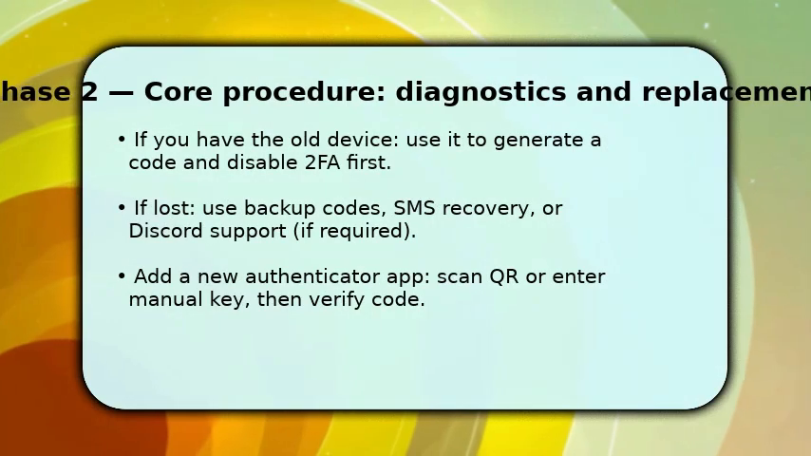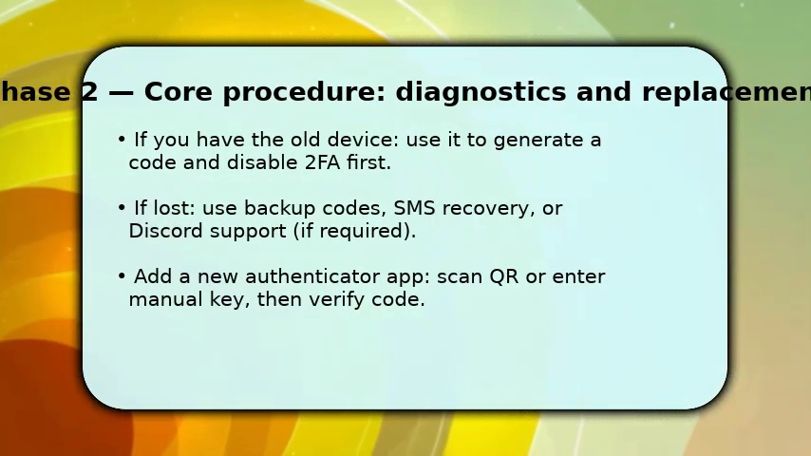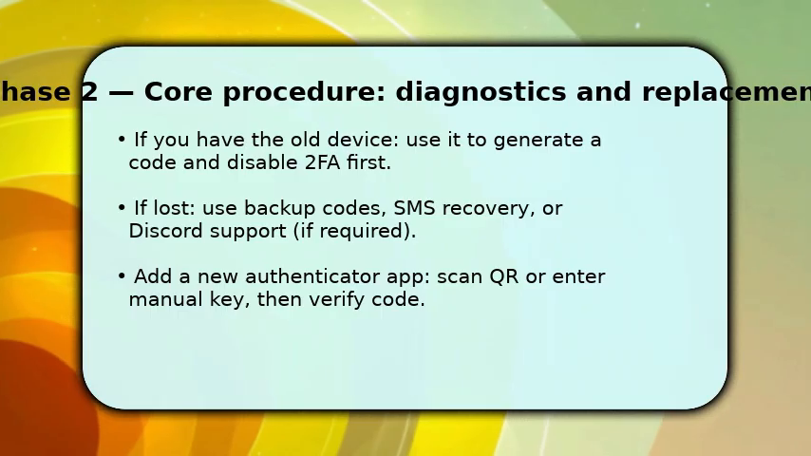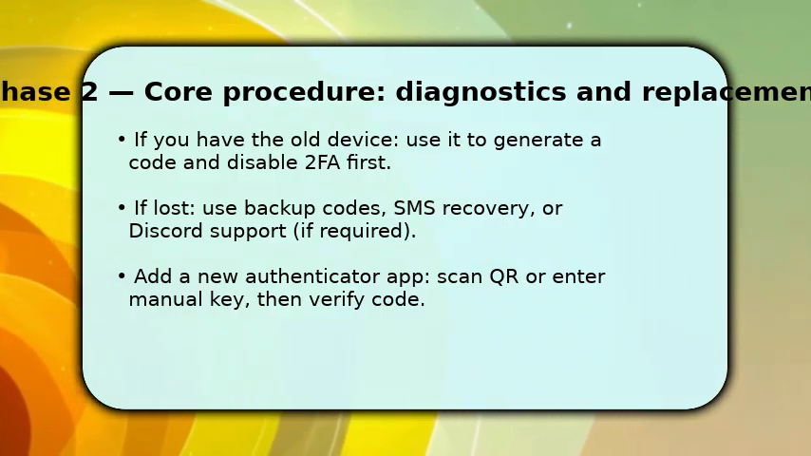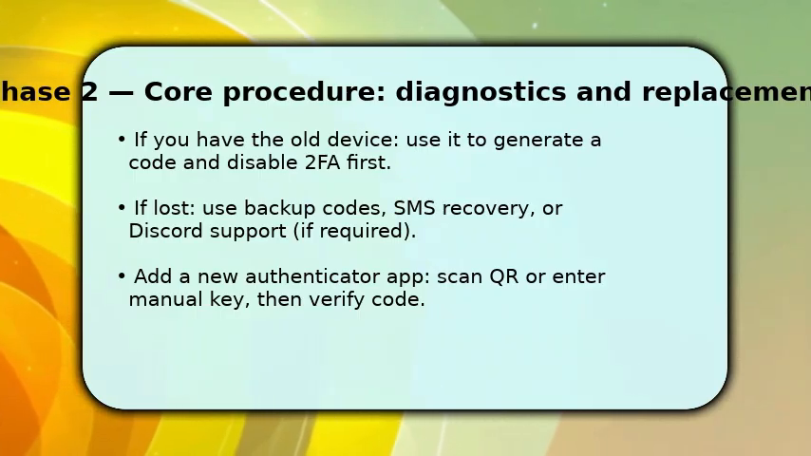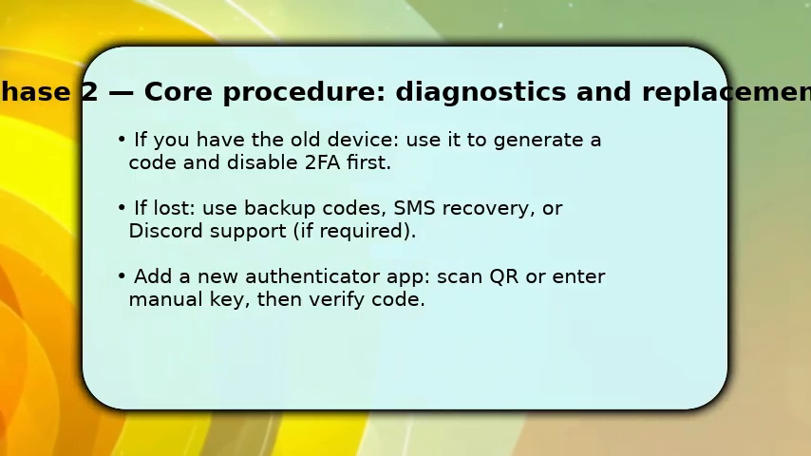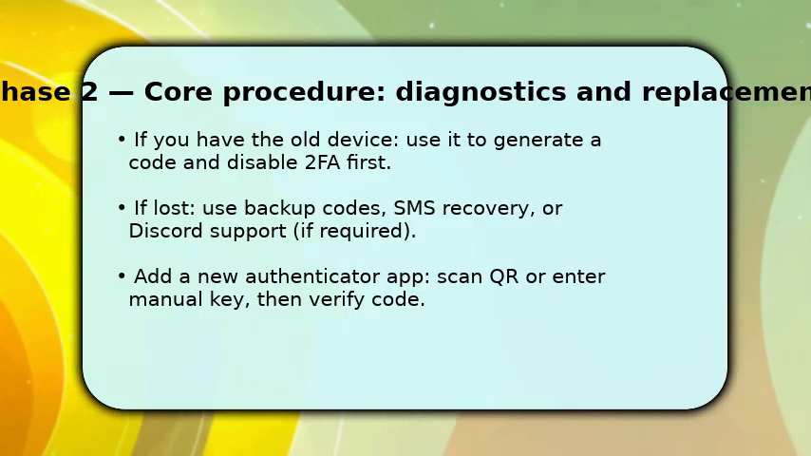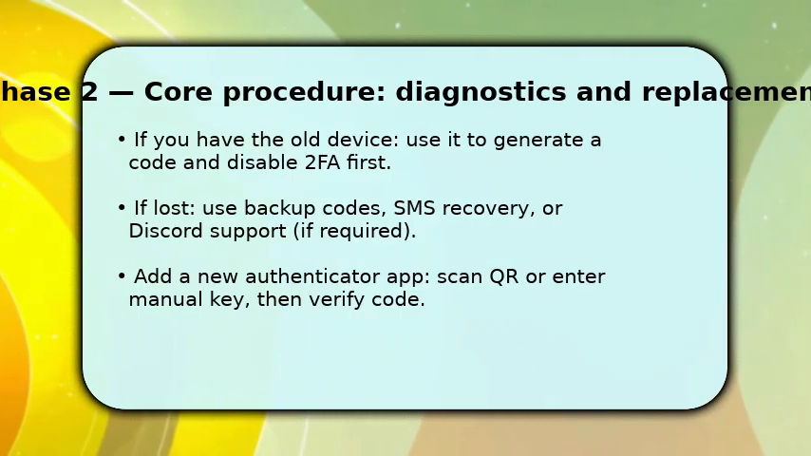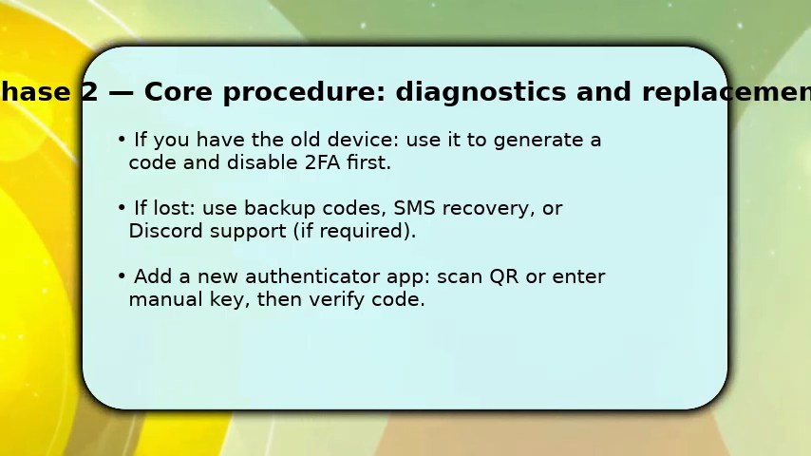You'll now handle the complex middle steps. Either disable then re-enable 2FA with a new app or recover access without the old device. If you still have the old phone, open your Authenticator, copy the 6-digit code, and disable 2FA in Discord before re-adding it. If the device is lost, redeem a backup code or use your phone number for SMS recovery.